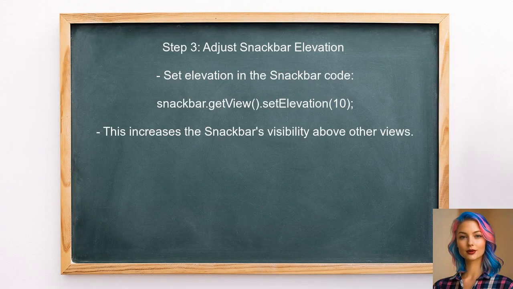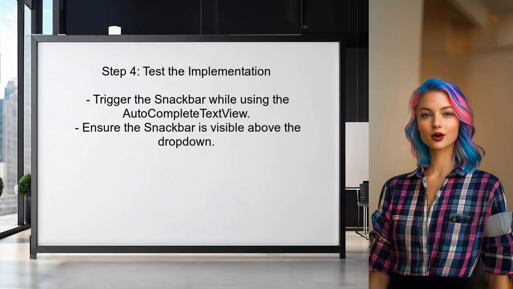Additionally, the user can adjust the elevation of the snack bar to ensure it has a higher Z order. This can be done by setting the elevation property in the snack bar's view. Finally, the user should test the implementation to confirm that the snack bar is now visible above the autocomplete text view dropdown. This can be done by triggering the snack bar while interacting with the dropdown.